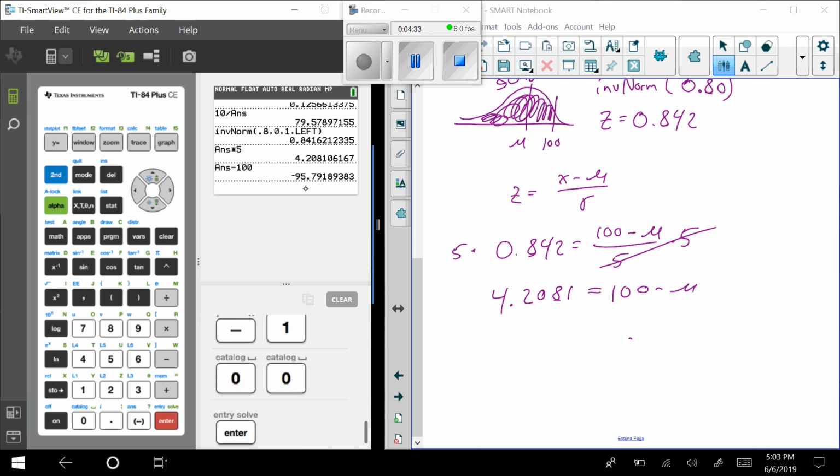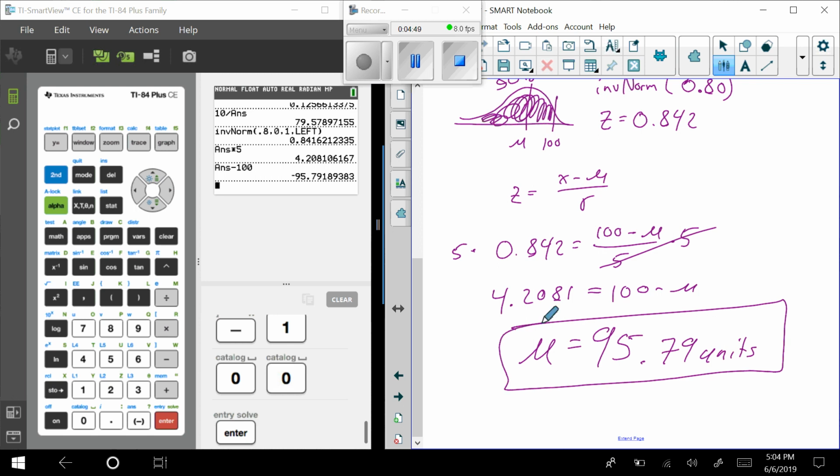Now that's negative, but of course we know that that can't be negative there because these negatives will cancel out, so that mu must be equal to 95.79 units, whatever that is. And there we found a couple missing parameters. And that completes chapter 5.